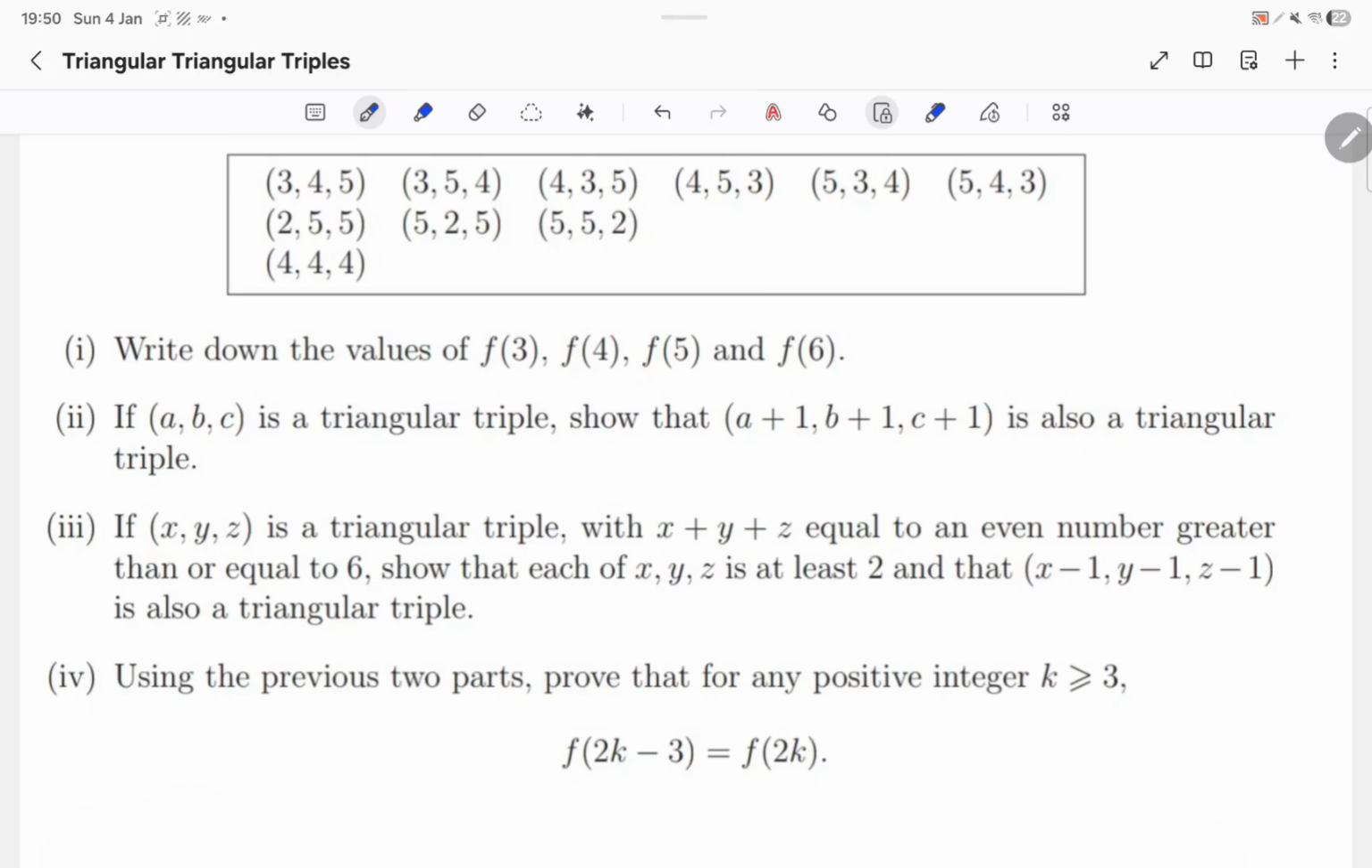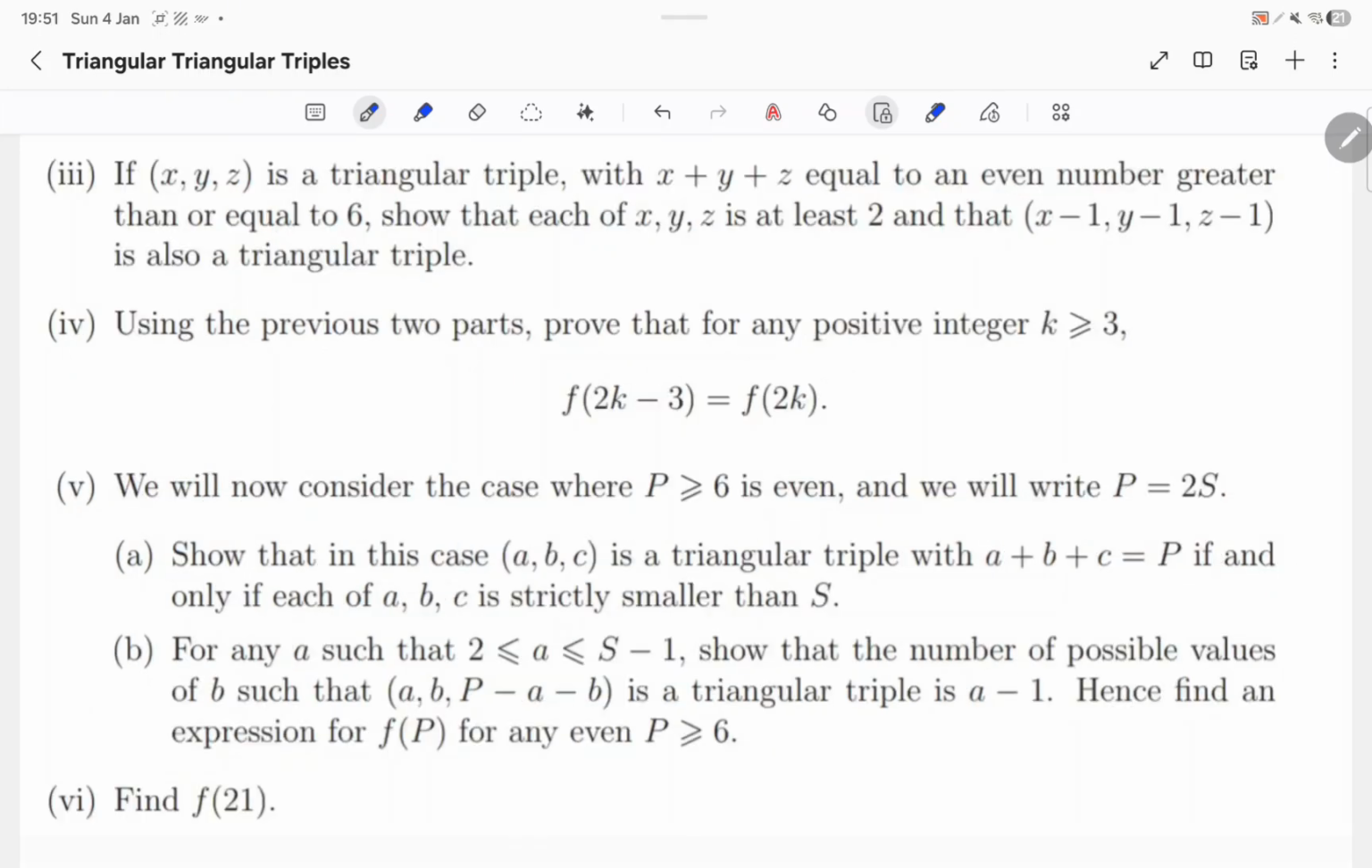Part 4. Using the previous two parts, prove that for any positive integer k greater than or equal to 3, f of 2k minus 3 is equal to f of 2k. Part 5. We will now consider the case where p greater than or equal to 6 is even, and we will write p is equal to 2s. Part A. Show that in this case a, b, c is a triangular triple with a plus b plus c equals p if and only if each of a, b, c is strictly smaller than s.